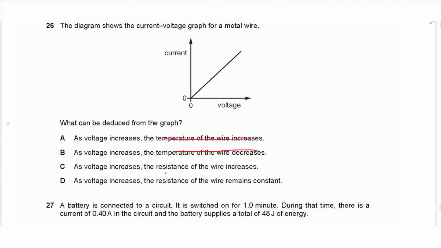As voltage increases, the resistance of the wire increases. When temperature is constant, the resistance does not change. So the answer is D. As voltage increases, the resistance of the wire remains constant.